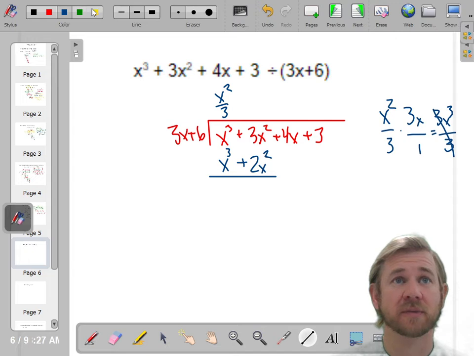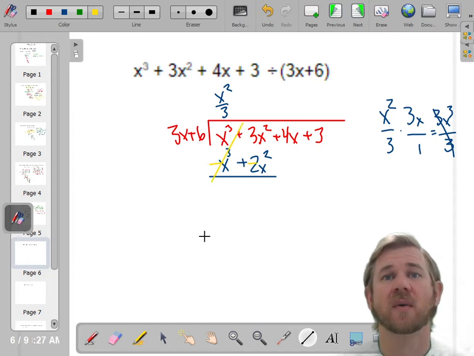So a little bit of fraction multiplication there. Minus, minus, those go away. 3 minus 2 is 1x squared. That's x squared. Bring down your 4x, and then do it again.